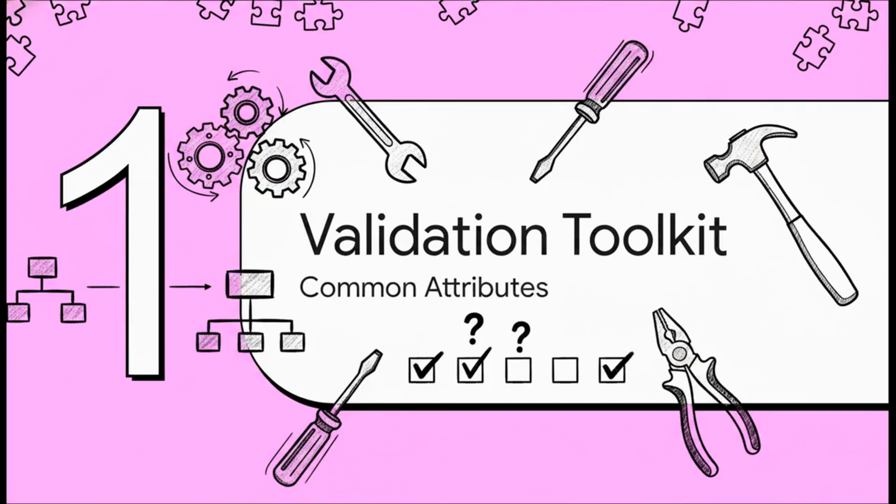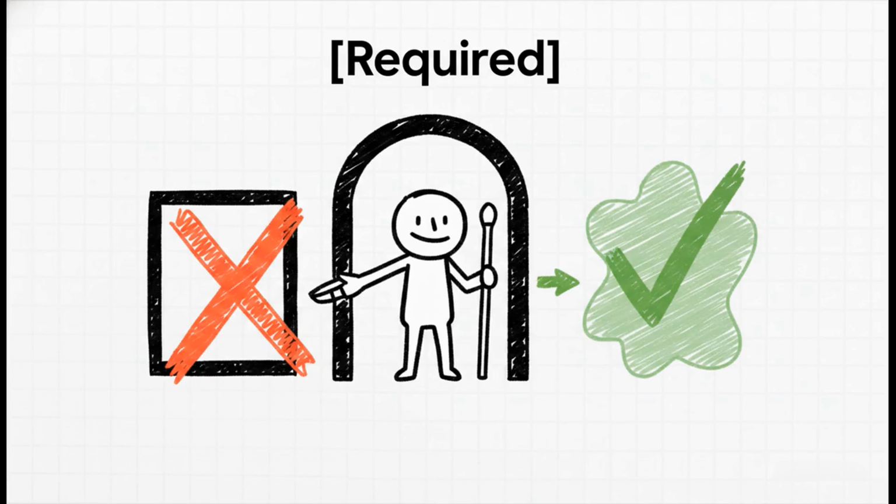Okay, enough theory, let's get our hands dirty. We're going to look at the core set of tools, the attributes you'll probably find yourself using every single day. First up, the one you can't live without, Required. It's exactly what it sounds like. It just makes sure a value is actually there, not null, not empty. This is your absolute first line of defense.